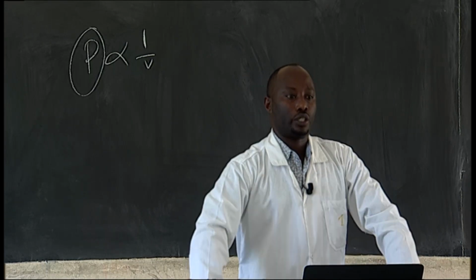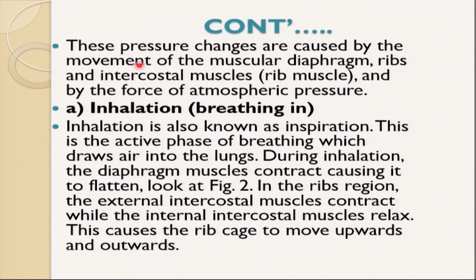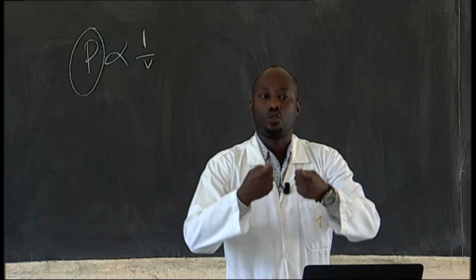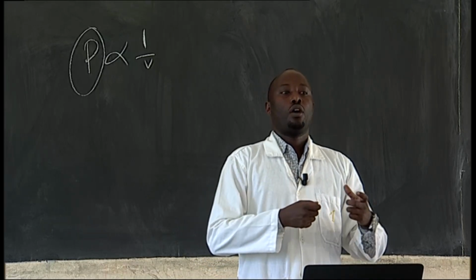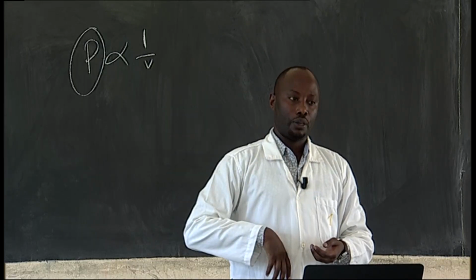Since the lungs contain no muscles, as I mentioned, the pressure changes are caused by the movement of the muscles of the diaphragm, the ribs, and the internal intercostal muscles, which I mean the rib muscles, and even by the force of atmospheric pressure. We are considering two things: atmospheric pressure and internal pressure within the lungs.